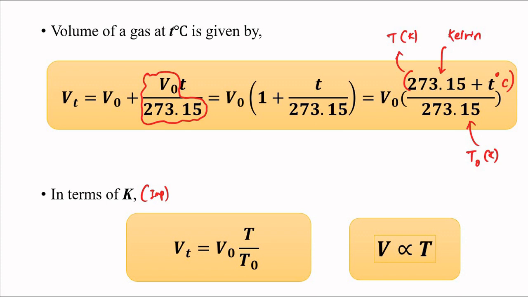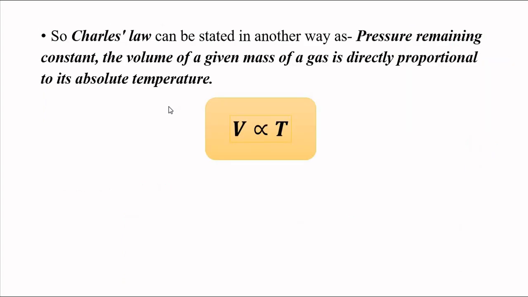When we express it in Kelvin, it will start from the origin like that. So that is why it is always better to express it in Kelvin. In terms of Kelvin, volume is directly proportional to temperature. So we can alternately express Charles' law: pressure remaining constant, the volume of a given mass of gas is directly proportional to its absolute temperature.